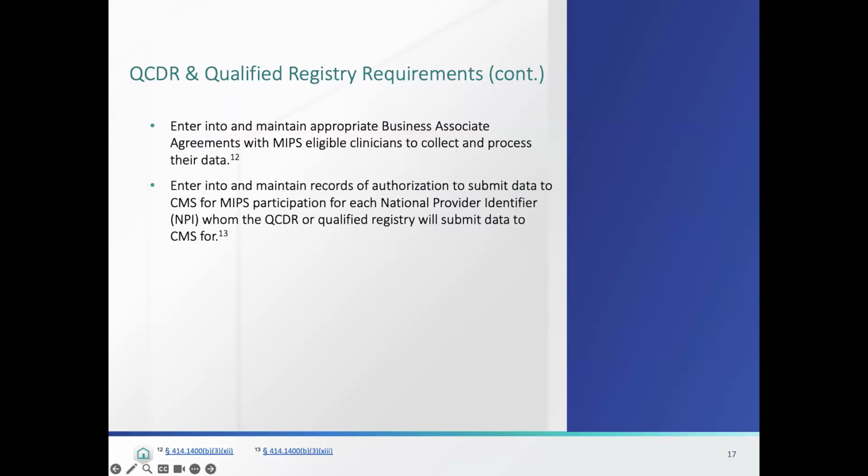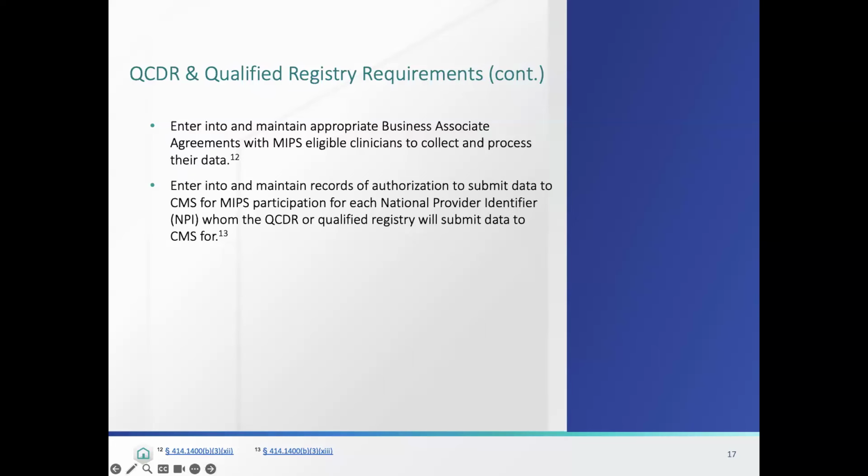Must enter into appropriate business associate agreements with MIPS eligible clinicians, and must maintain records of their authorization to submit data to CMS for the purpose of MIPS participation for each NPI for whom they submit data to CMS. The records must be annually obtained, be signed by an eligible clinician or by an authorized representative of the reporting group, and records of the authorization must be maintained for 6 years after the performance period ends.